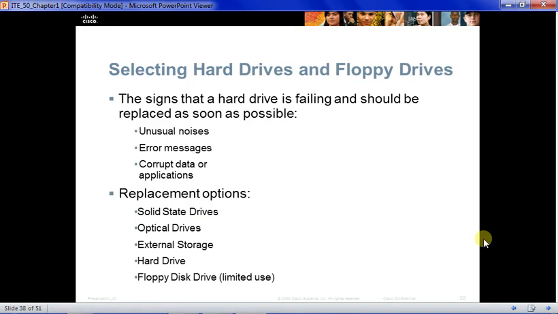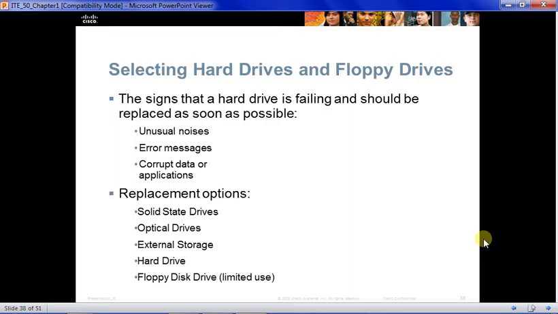So hard drives and floppy drives, some things to take into consideration. Also to take into consideration, you don't want to have your computer fail or have your customer's computer fail when you heard certain things indicating that the computer might be failing soon. So if you're hearing unusual noises from the hard drive, you're getting error messages, or the data is starting to get corrupted, it might be time to replace the hard drive.